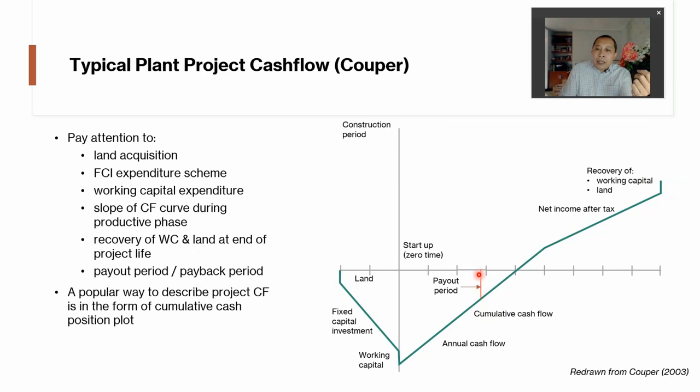Satu lagi adalah mengenai payout period atau waktu impas. Ini adalah titik waktu di mana kita sudah memperoleh kembali FCI. Tidak semua capital investment, tetapi hanya FCI saja. Jadi di sini masih ada jarak antara kurva dengan sumbu datar, di mana jaraknya adalah kira-kira sebesar biaya pengadaan lahan dan biaya modal kerja. Oke, jadi garis merah ini adalah hasil penjumlahan biaya pengadaan lahan dan biaya pengadaan modal kerja. Nah, ini adalah cara yang lebih populer dalam menggambarkan cash flow, yaitu dalam bentuk cash flow kumulatif.